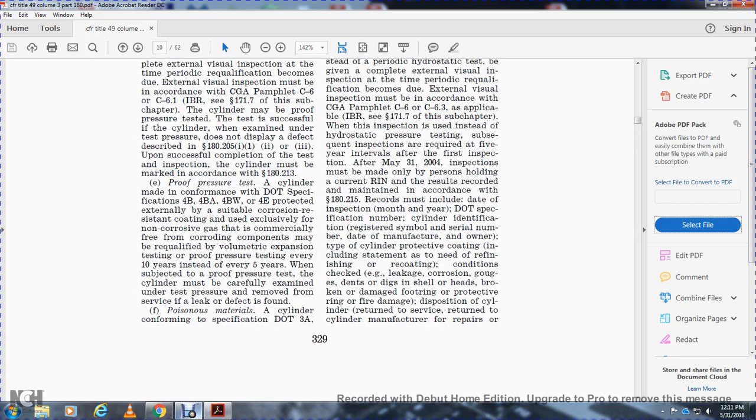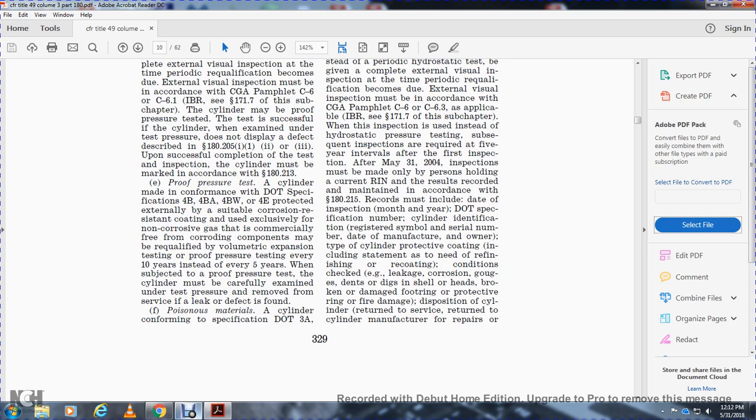Proof of pressure test. A cylinder made in conformity with the DOT specification 4B, 4BA, 4BW, and 4E, protected externally with a suitable corrosion-resistant coating, used exclusively for non-corrosive gas, commercially free of corroding components, may be qualified by volumetric expansion testing, with proof pressure testing after 10 years instead of every 4 or 5 years. When subject to the proof pressure test, the cylinder must be carefully examined under the test pressure for leaks.